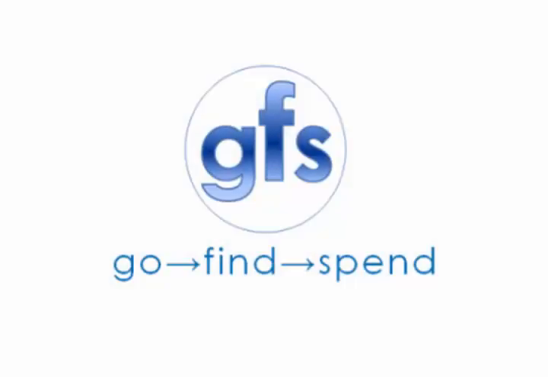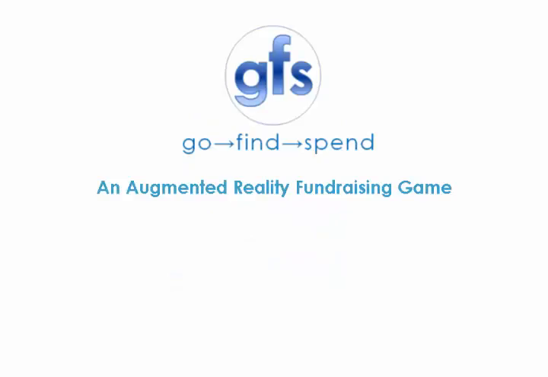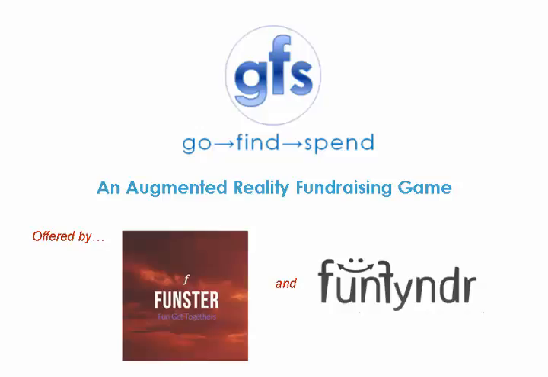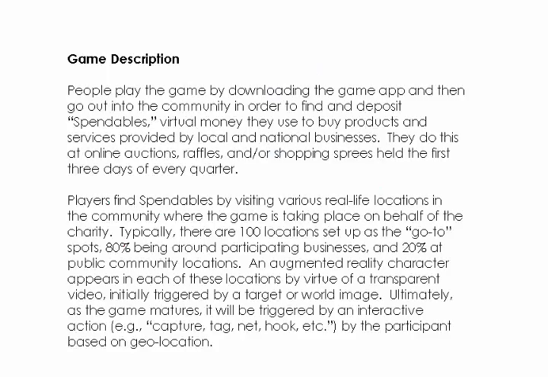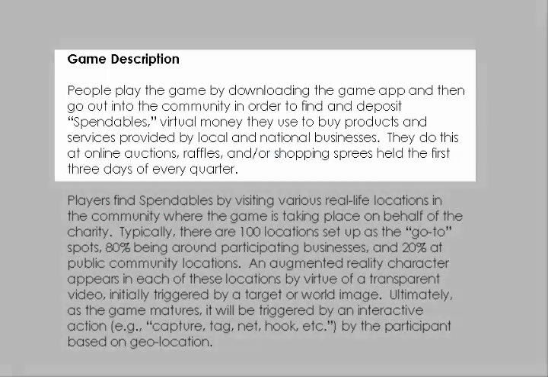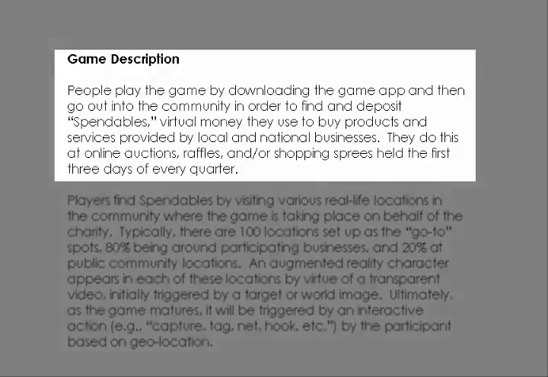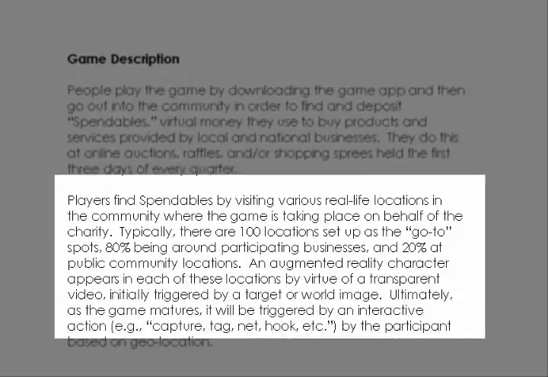All right, let me introduce you to GoFindSpend. It's an augmented reality fundraising game offered by Funster Fun Get-Togethers and FunFinder. Now, people play the game by downloading the game app and then go out into the community in order to find and deposit spendables, virtual money they use to buy products and services provided by local and national businesses. They do this at online auctions, raffles, and/or shopping sprees held the first 3 days of every quarter.